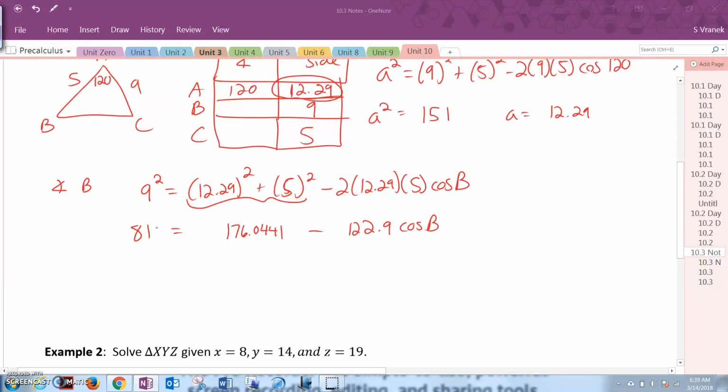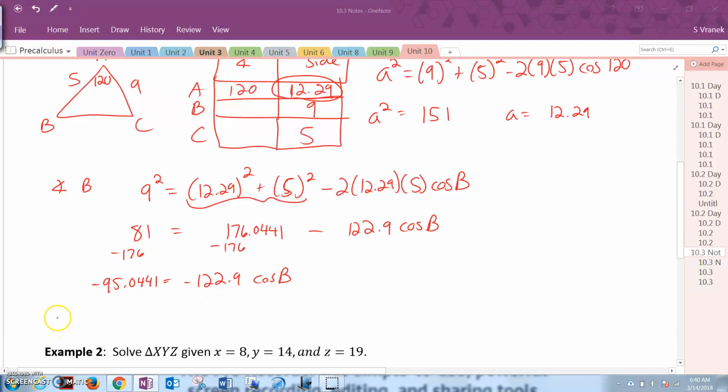So if you look at this setup right here, we want to solve for cosine of B. One of the major errors that people make is they combine the 176 and the 122.9. You can't do that. You have to move over the 176 first. So you subtract the 176 from both sides. So 81 minus the 176 is negative 95.0441. Negative 122.9 cosine of B.